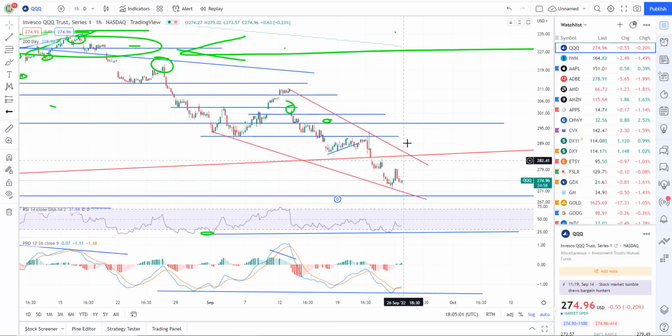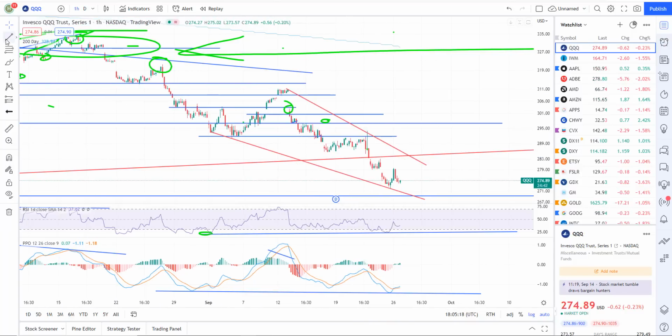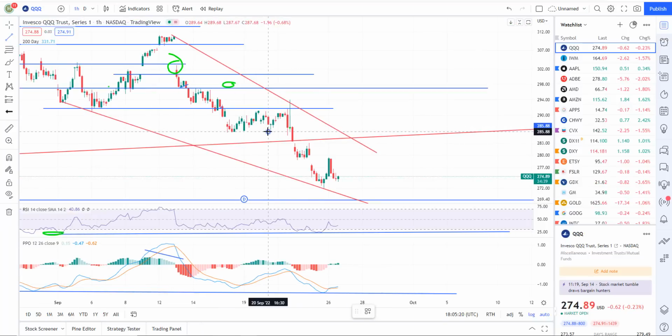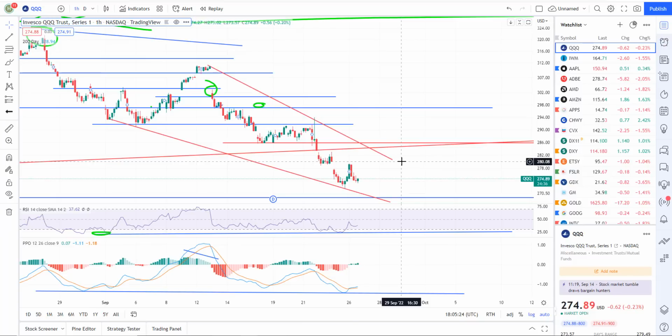So there is the potential for a small rally, maybe up to about the 285, 280-ish area. Looks like that's the area where we had some reactions right up in there. So it could rally up there. It's completely possible. But this is shorter term stuff. That's only on your hourly.